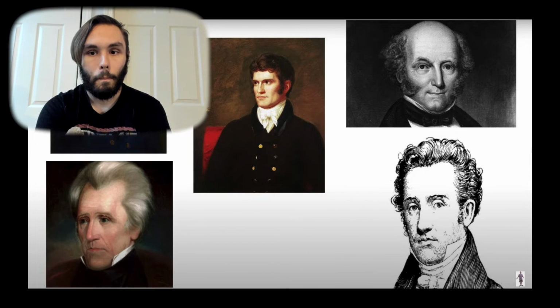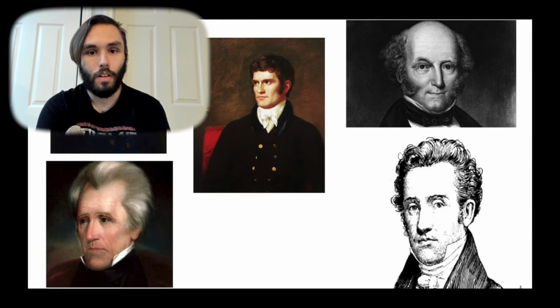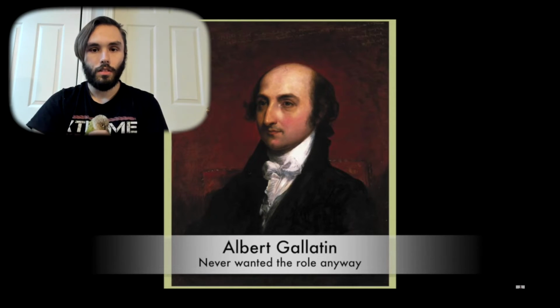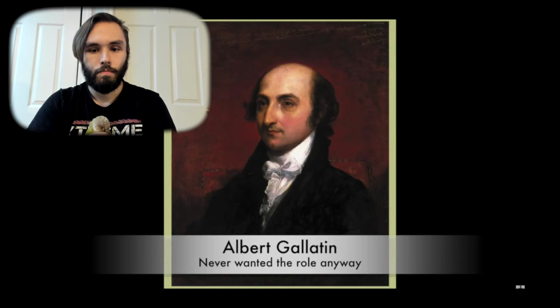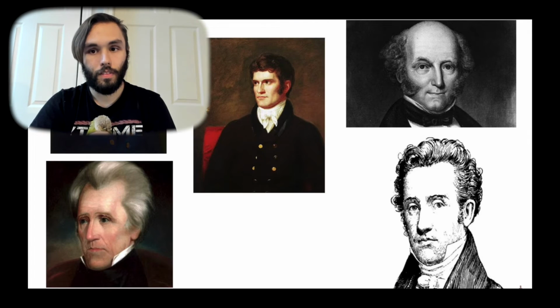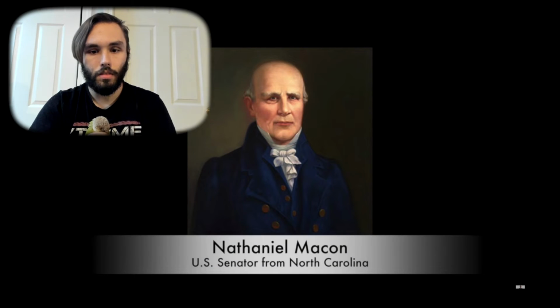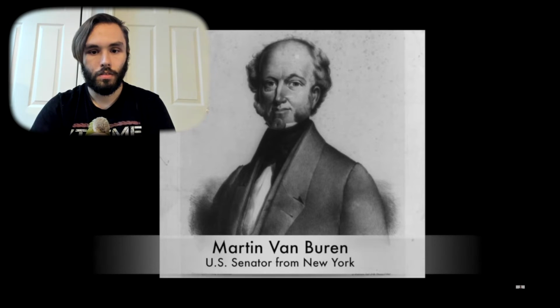Did I mention the vice president candidates? There were a lot. Originally we had Albert Gallatin, who was nominated by that congressional caucus that didn't count. Officially on the ballot come October were Nathan Sanford from New York, Nathaniel Macon from North Carolina, and Martin Van Buren from New York. Martin Van Buren is going to be kind of like a co-founder of the Democratic Party, so remember him going forward. And also, fun fact, he was Dutch.